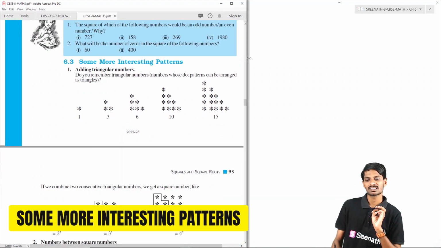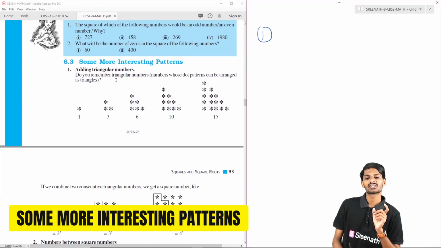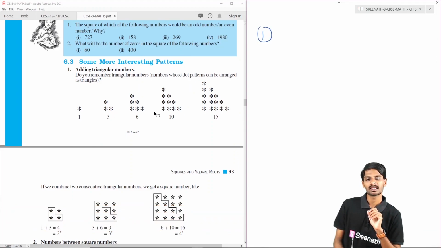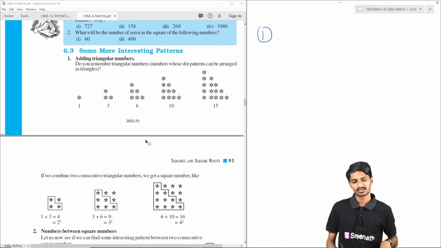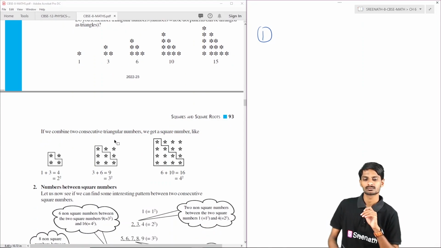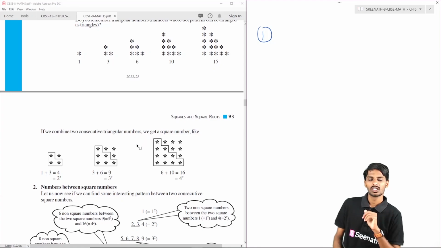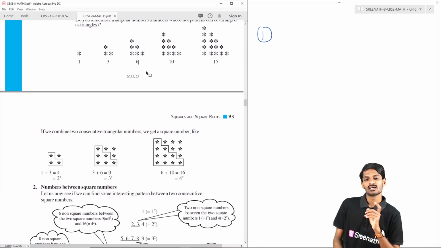So the first pattern is adding triangular numbers. If you add the triangular numbers, here this triangle is added, or this triangle is added. If you see here, there is 1, and here there are 3 dots, and here there are 6 dots, and 10 and 15 like that. So if you add these two, you will get a square number. If you add these two, you will get a square number. If you add these two also, you will get a square number.